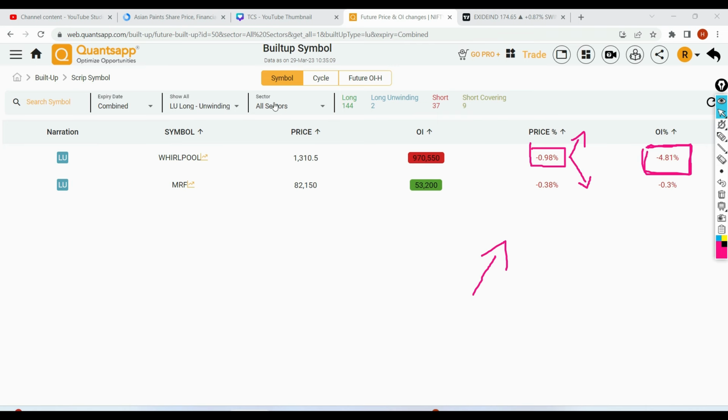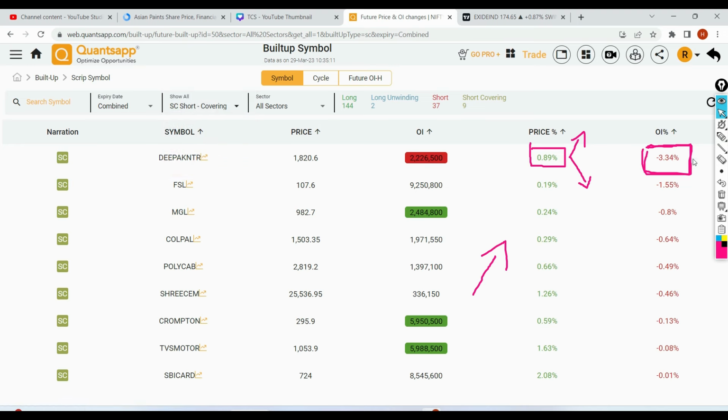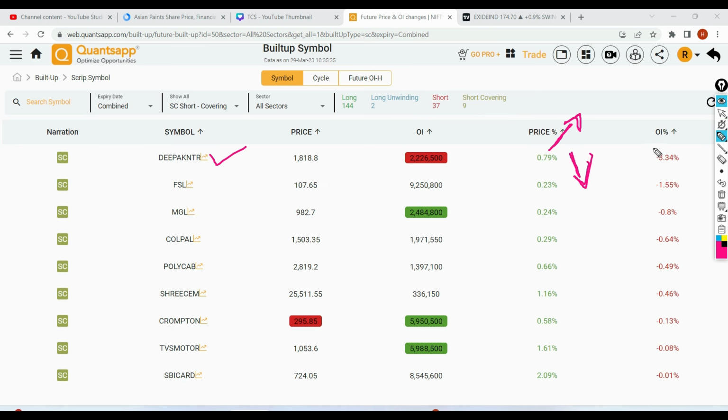And then what is short covering? Ideally the price should come down, but the price is going up here. Short means I'm bearish about that stock, but now the price is not coming down, it is going up. So there is short covering. Whoever has shorted this stock is not showing interest and is squaring off their position. Even if someone shorted this stock three or four days back, they might be doing short covering, booking their profit.